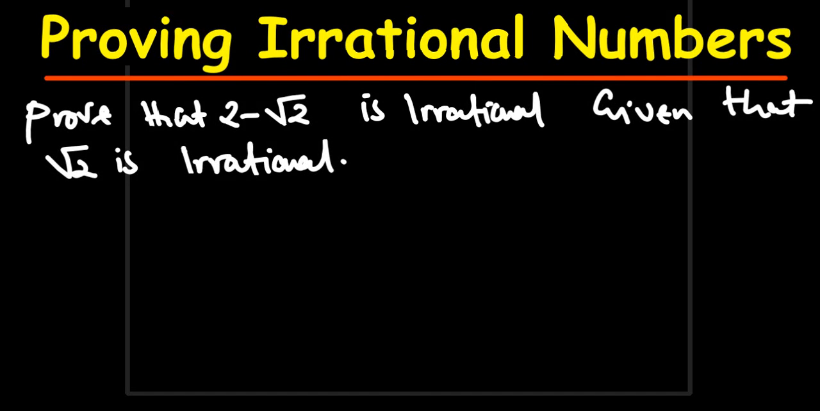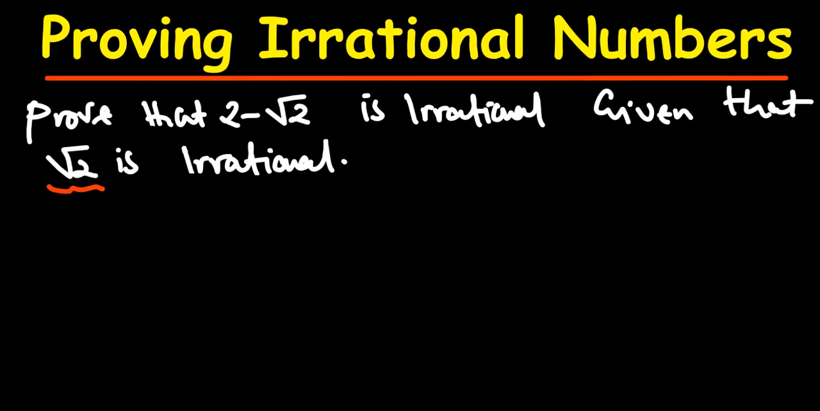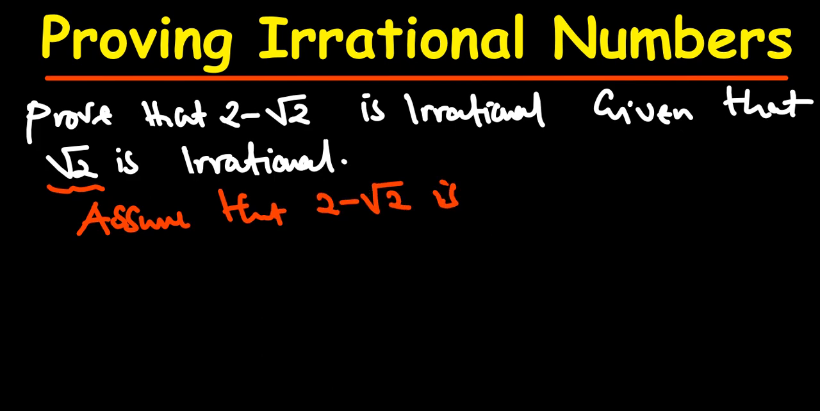Okay, so in this video we are going to prove that 2 minus root of 2 is irrational, given that root of 2 is irrational. Okay, so our first step is to assume that 2 minus root of 2 is rational.